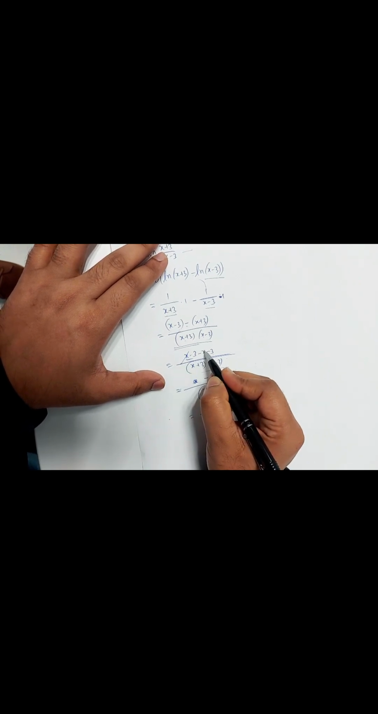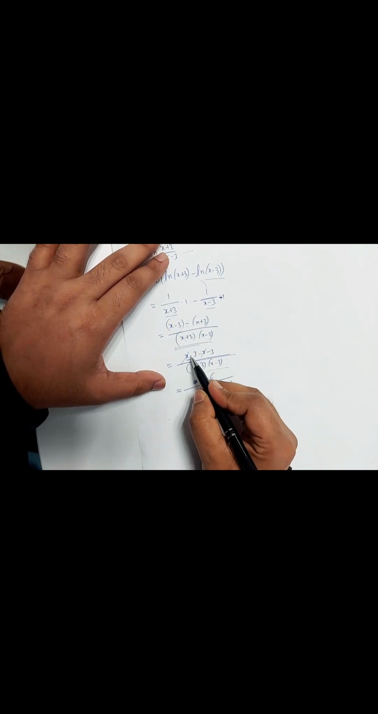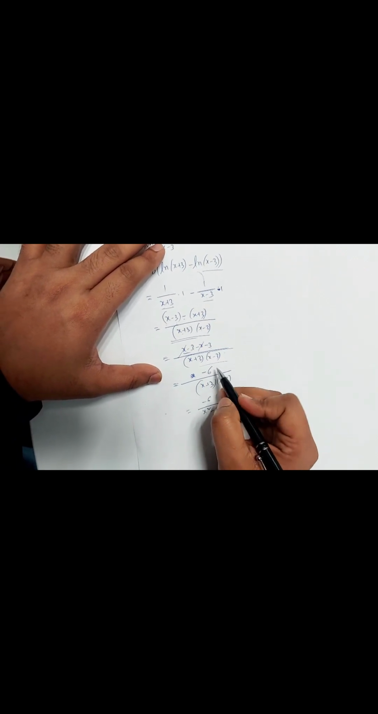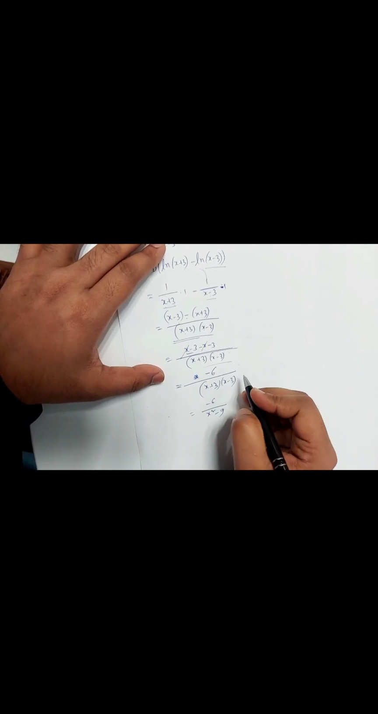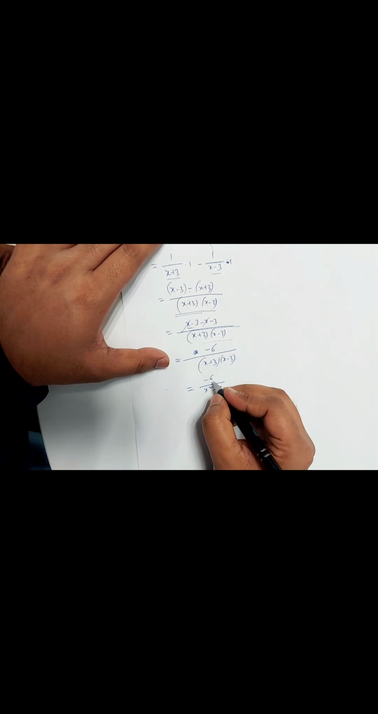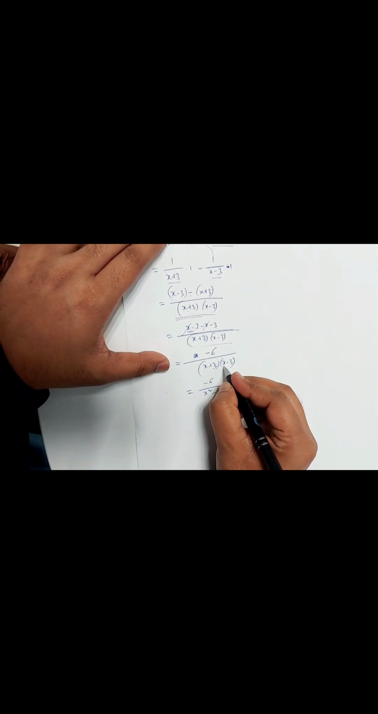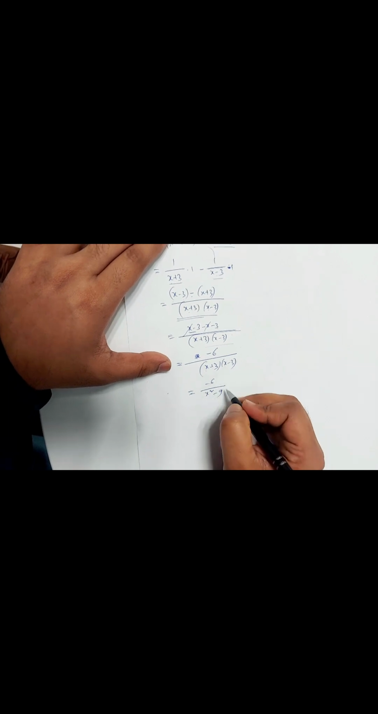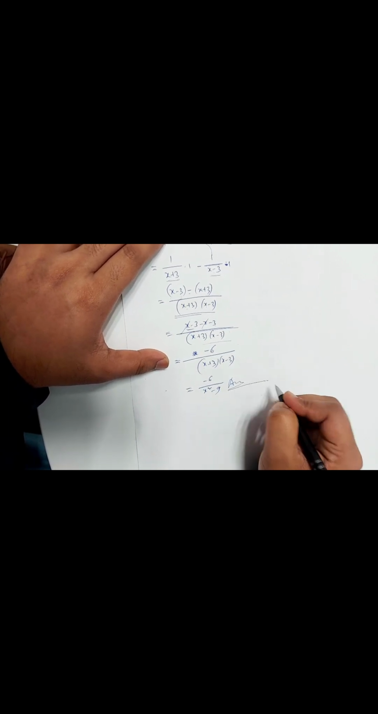Now we are getting x plus 3 minus x minus 3 over x plus 3 into x minus 3, so x minus x cancels, and it's remaining minus 6, then divided by x plus 3 into x minus 3. Finally the answer is minus 6 divided by x square minus 9. This is the answer.